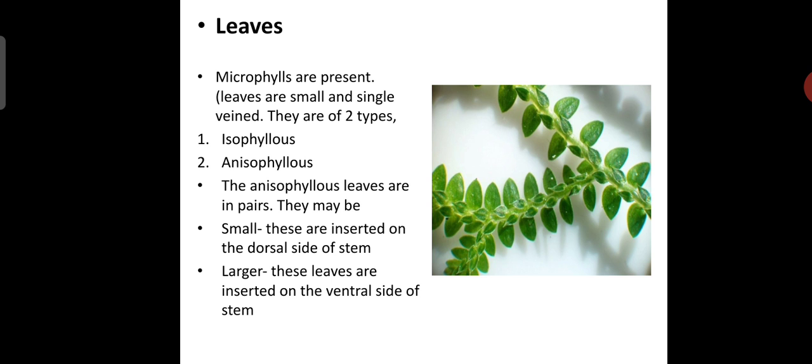Leaves. Microphyllous leaves are present. That's leaves that are small and single veined. There are two types, isophyllous and anisophyllous. The anisophyllous leaves are in pairs. The smaller ones are inserted on the dorsal side of the stem. The larger leaves are inserted on the ventral side of the stem.